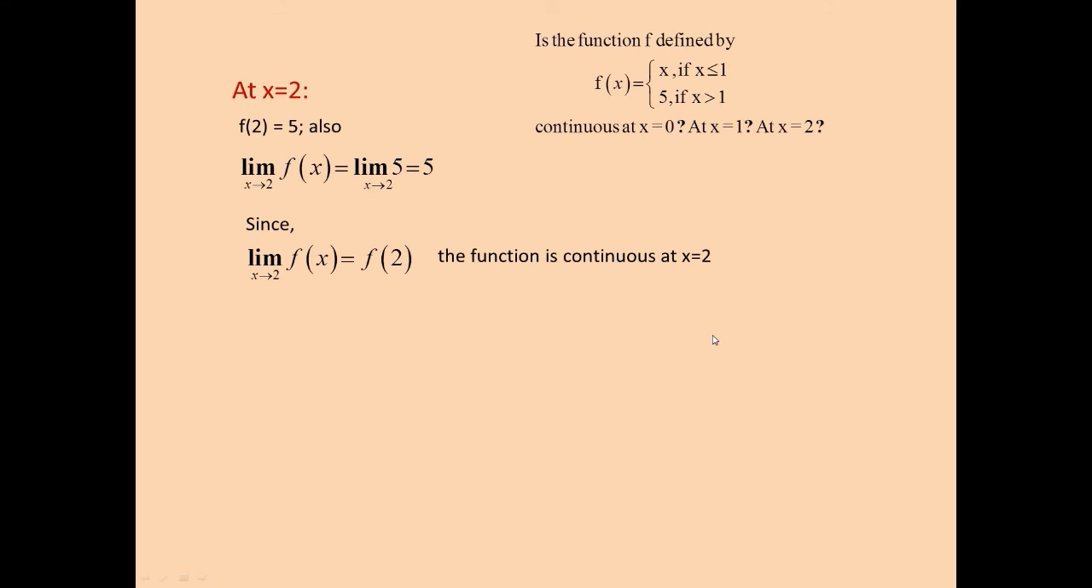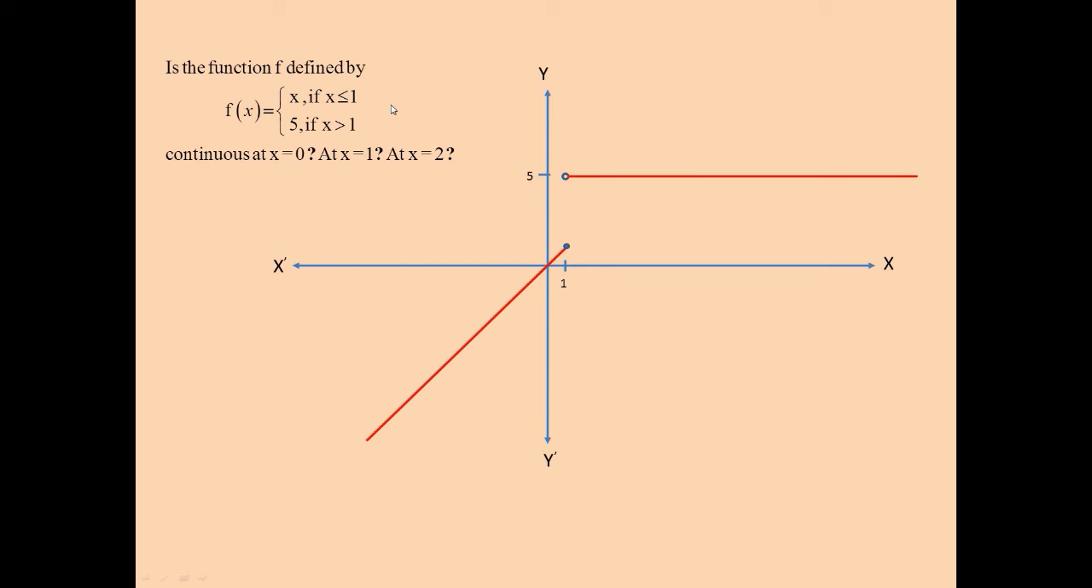Now we will see the graph of the function, which is given in the question. For x less than or equal to 1, f of x is equal to x, which is continuous. Then for x greater than 1, f of x is equal to 5. Here for less than or equal to 1 the circle is shaded; here the circle is not shaded, an empty circle. This side the function is continuous, this side the function is continuous. At x equal to 1, the function is not continuous.